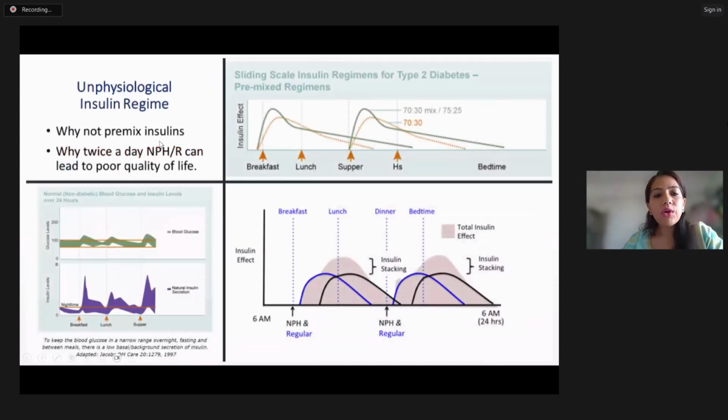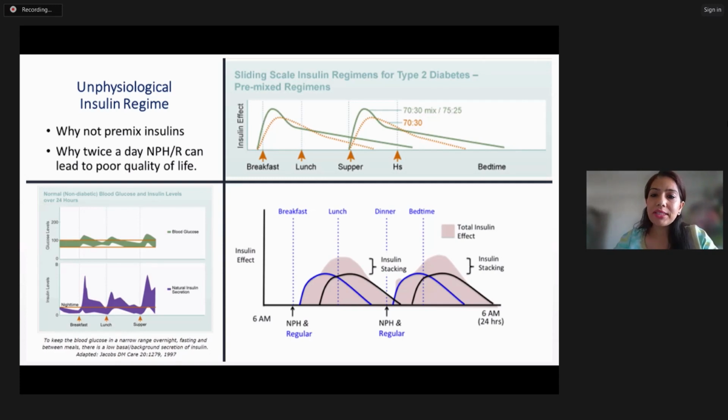So why not pre-mixed insulins? There are pre-mixed insulins available in the market. In the previous days we used to have NPH and regular insulin, which is still currently being used. So what are these pre-mixed insulins? They have a varied combination of rapid acting insulin and an intermediate acting insulin.